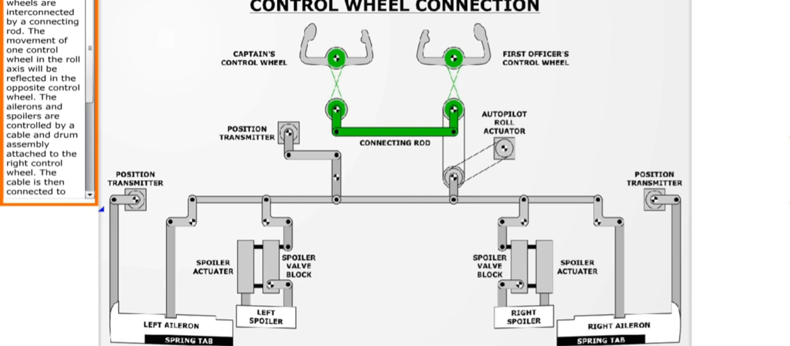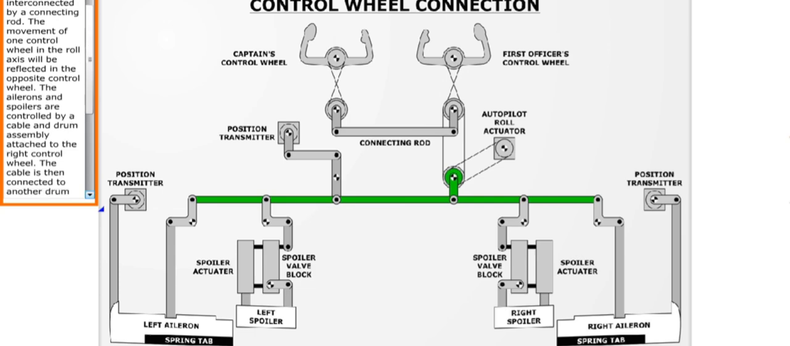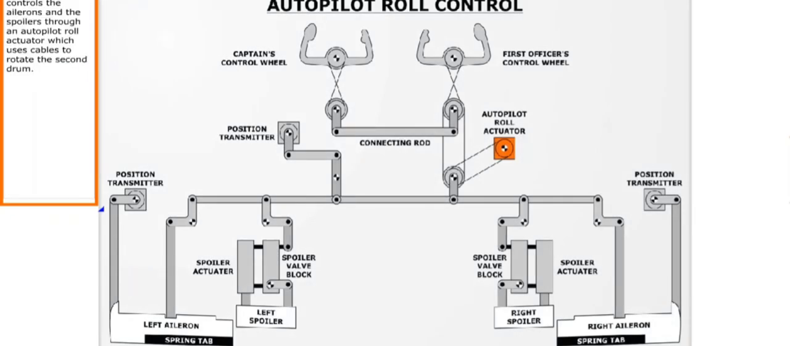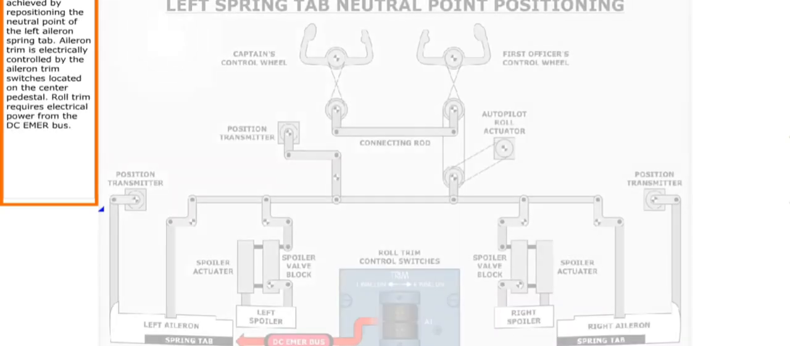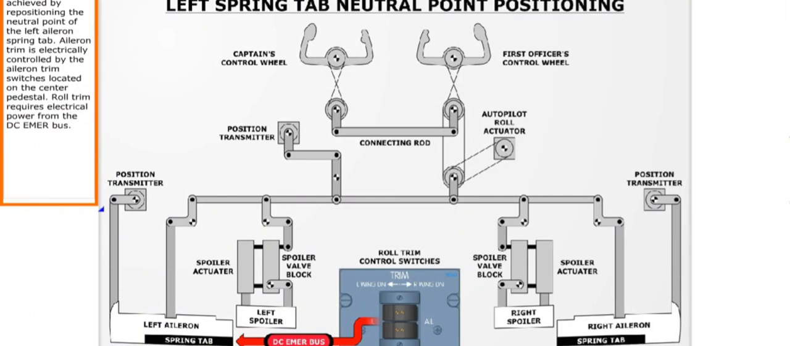The ailerons and spoilers are controlled by a cable and drum assembly attached to the right control wheel. The cable is then connected to another drum assembly that drives a series of interconnected rods to control the ailerons and spoilers. The autopilot controls the ailerons and the spoilers through an autopilot roll actuator which uses cables to rotate the second drum. Aileron trim is achieved by repositioning the neutral point of the left aileron spring tab.